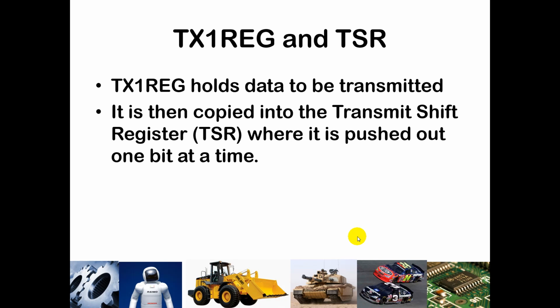So it will just take the least significant bit, send that out, send the next bit, the next bit, the next bit, and all of that will be sent at the rate set up by the baud rate control registers.